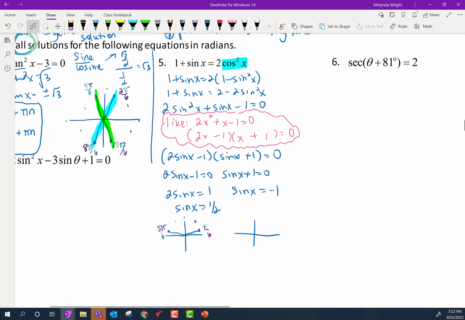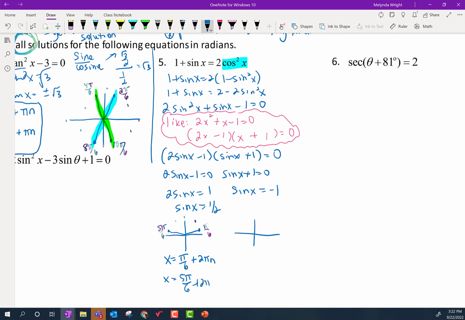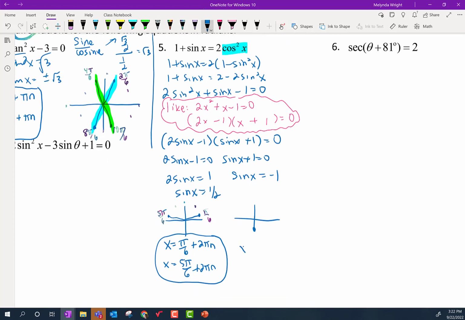So I've got x equals pi over 6 plus, what's the period of sine? 2 pi n, and x equals 5 pi over 6 plus 2 pi n. Okay, so those are legitimate, those are good. Now let's tackle the other side. We want sine to be -1, and sine is -1 down here. Okay, so that is x equals 3 pi over 2 plus 2 pi n.